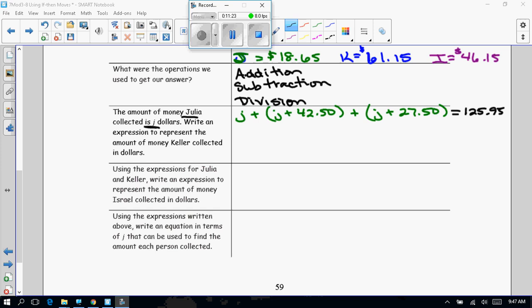Let's suppose I wanted to base this off of Keller instead of Julia. Okay, we're going to draw a line here. We're going to add an extra spot. We're going to base it off of Keller this time. So I'm going to use K for Keller. I know, not very original.